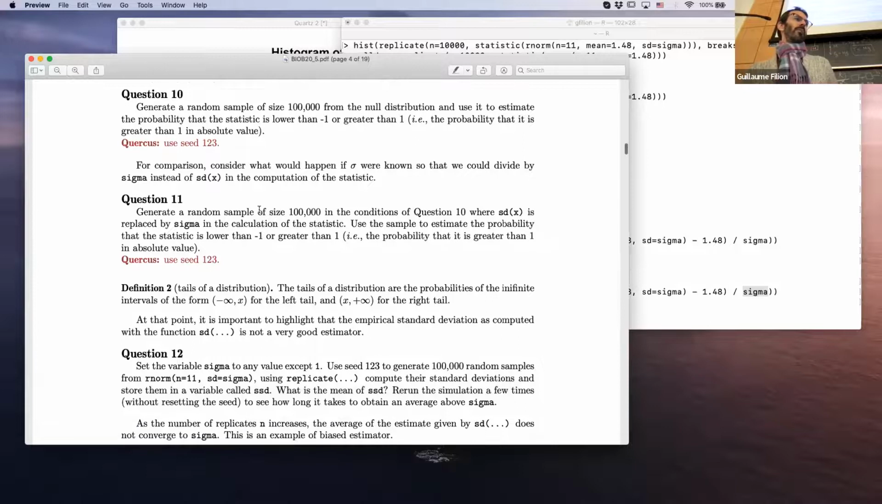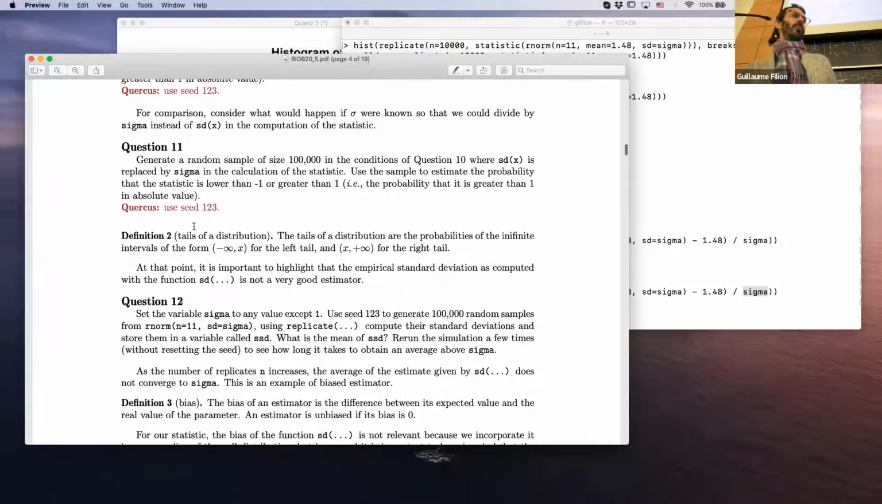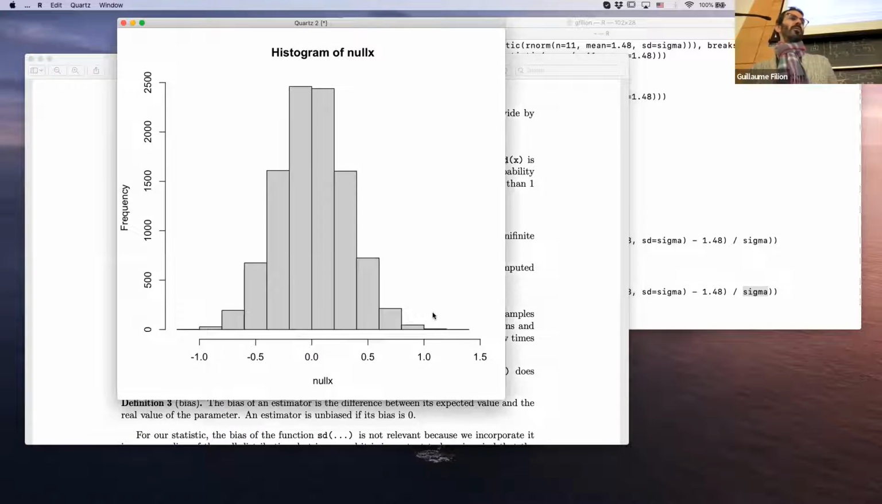So let's go back here. Tails of the distribution. The tails of a distribution are the probabilities of the infinite intervals of the form -infinity to x for the left tail and x to +infinity for the right tail. So the tail of the distribution is all the area which goes, let's say, from 1 and up, that's the right tail, and from -1 and below. Those are the tails. You cut and then you say from here till infinity and beyond.